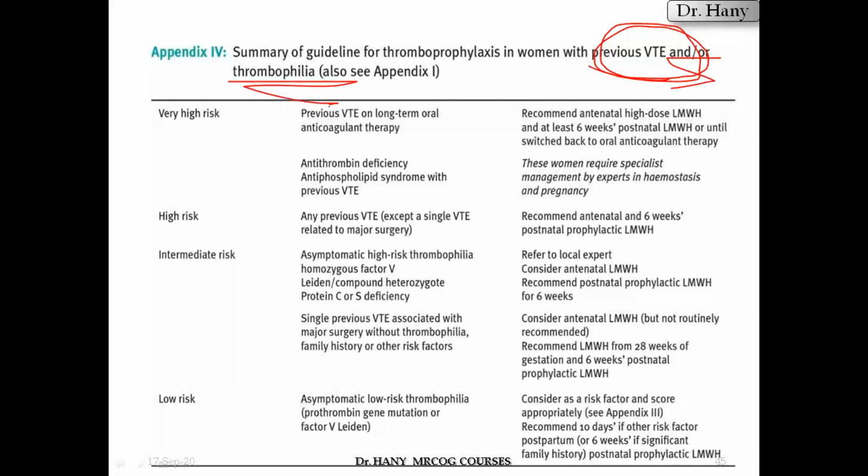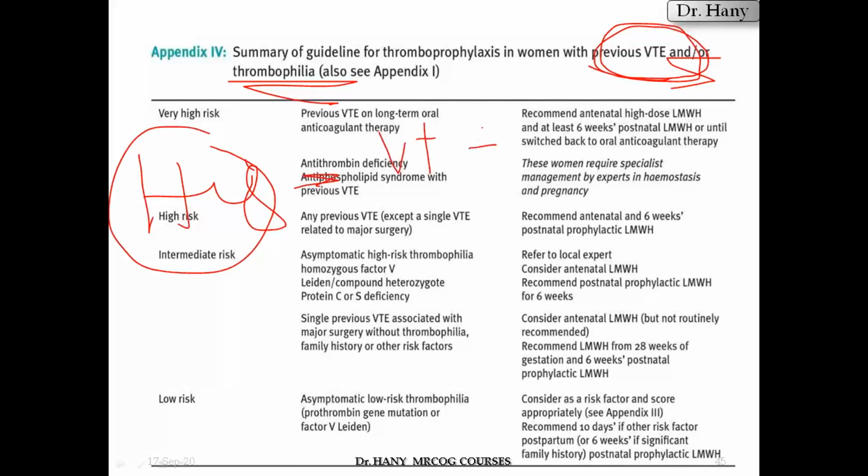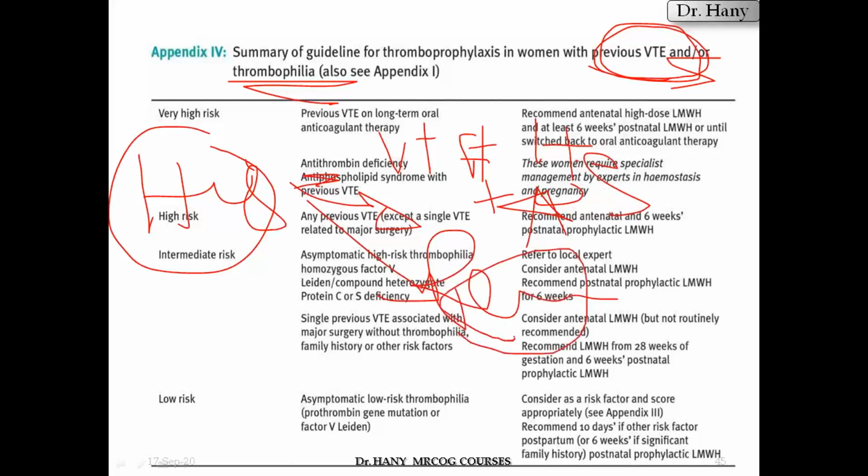Actually, there are 3 indications to give high dose. The 3 indications for high dose are a previous VTE plus high-risk thrombophilia, a previous VTE plus antiphospholipid syndrome, or recurrent VTE. You will prescribe a high dose antenatal and 6 weeks postnatal.